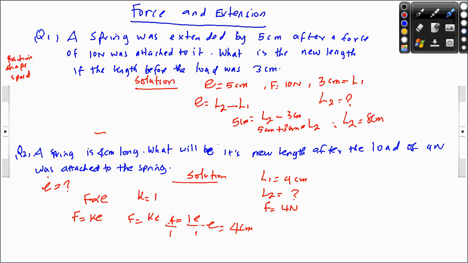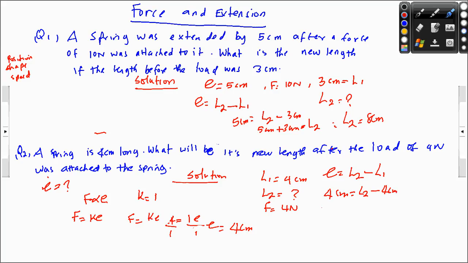The extension is going to be 4 centimeters. And now we already know what the equation says. The extension equals L2 minus L1. Now the extension is said to be 4 centimeters, and we don't know L2, and L1 is 4 centimeters also.